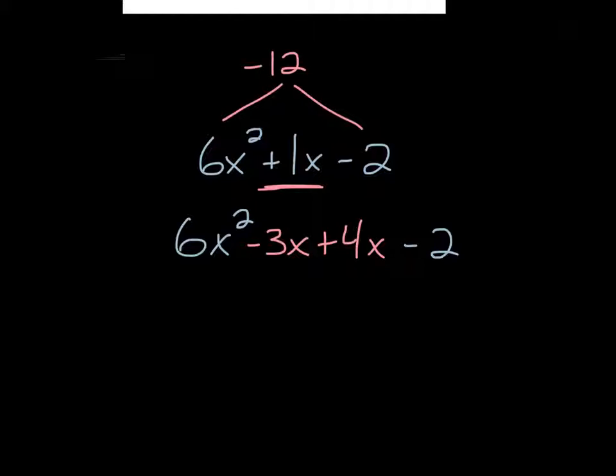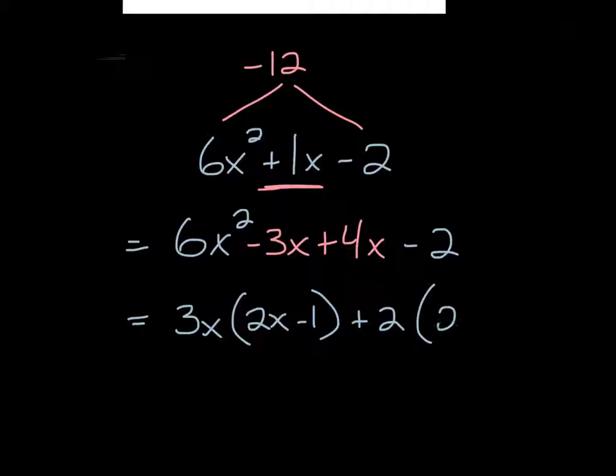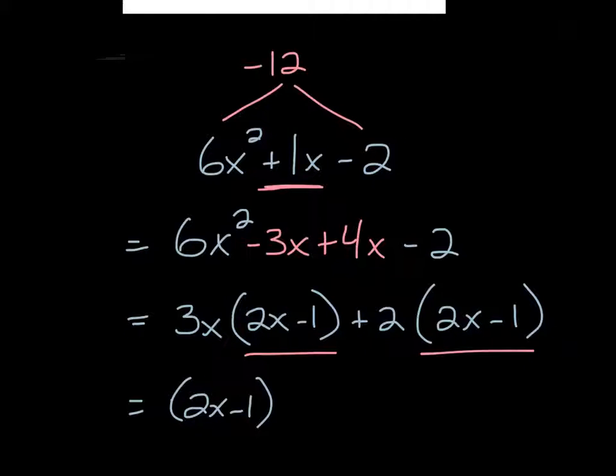And then, of course, the final step of the AC method is to factor by grouping. So we'll factor a 3x out of the first group, and factor a 2 out of the second group. Always then verifying that there is a common factor that can be factored out, and so our final expression is 2x minus 1 times 3x plus 2.